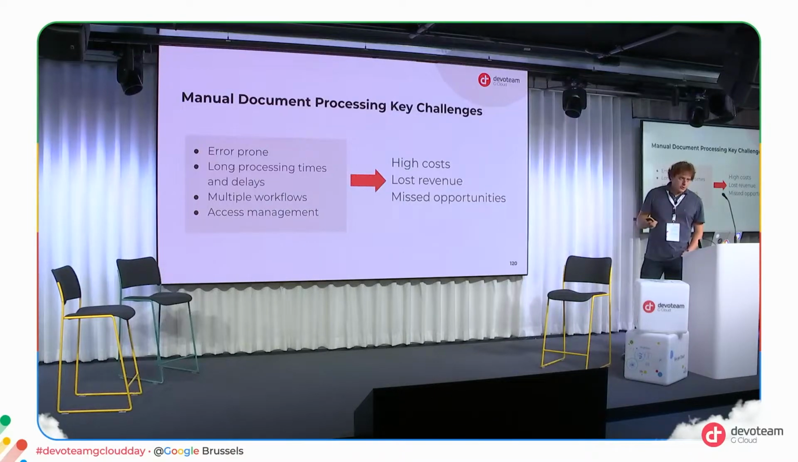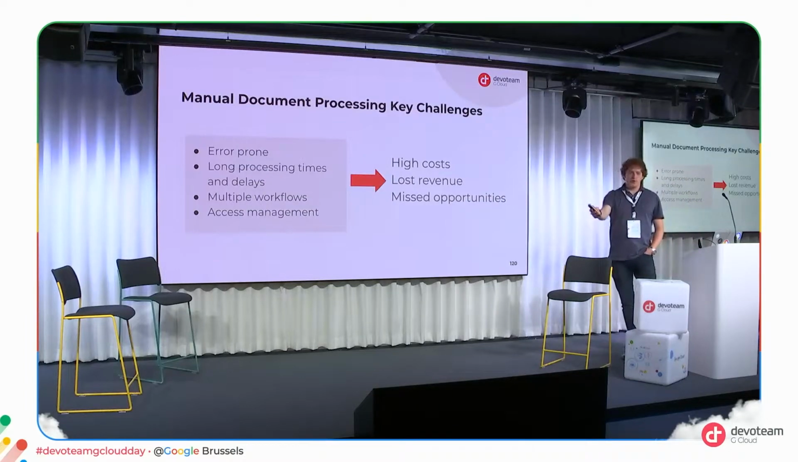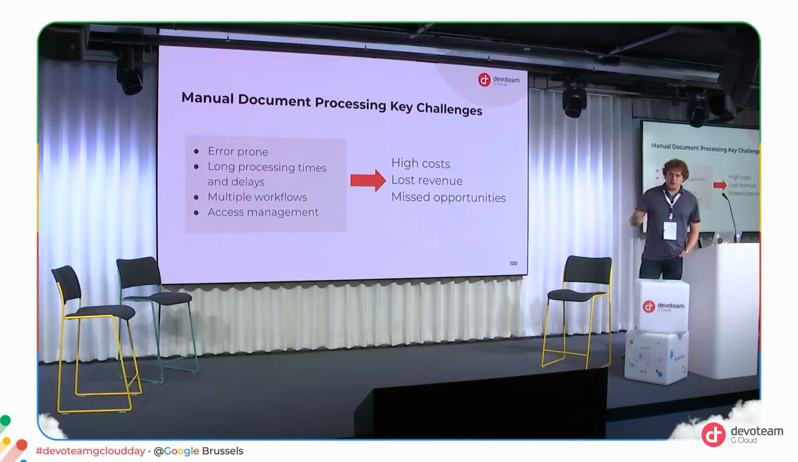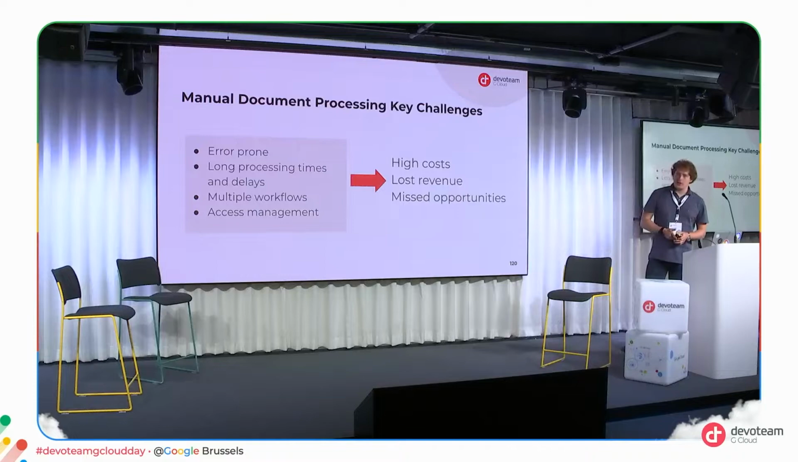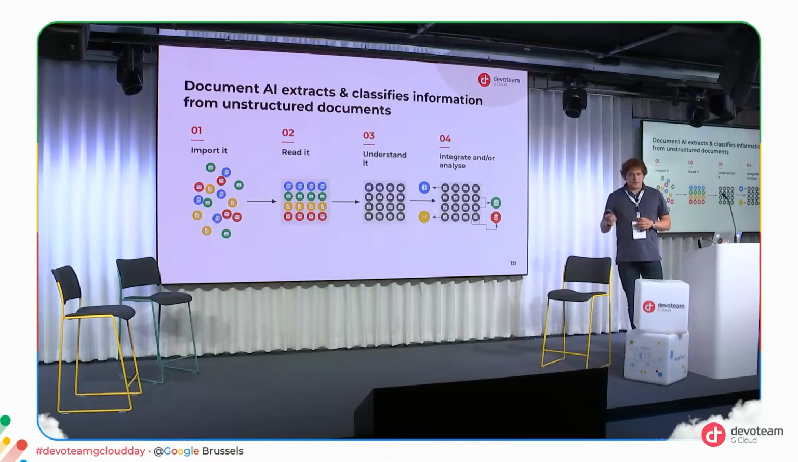There are multiple workflows for documents. You have your back office invoicing, but you can also send out your own invoices to your customers. Each of those needs to be treated differently. Other people need to see them, approve them. It can become quite complex to manage. In essence, that means that you have high costs, which means you can also have lost revenue or missed opportunities just by being too slow. That's exactly where Document AI comes in.